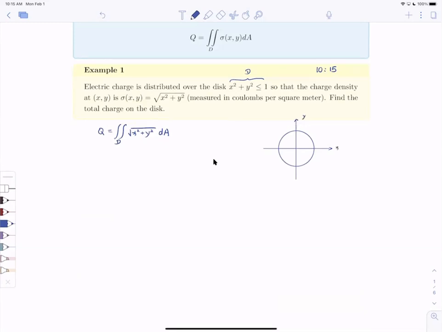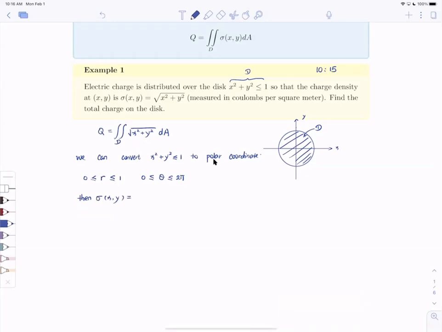So x, y, and then it's everything inside the circle, including the circle itself. So this is your D. So if you look at this, it's really easy to do it using polar coordinates. So let's convert it to polar coordinates. So we can convert x squared plus y squared is less than or equal to 1 to polar coordinates, where r is between 0 and 1 and theta is between 0 and 2 pi. Okay, then your sigma xy equals the square root of x squared plus y squared equals r.